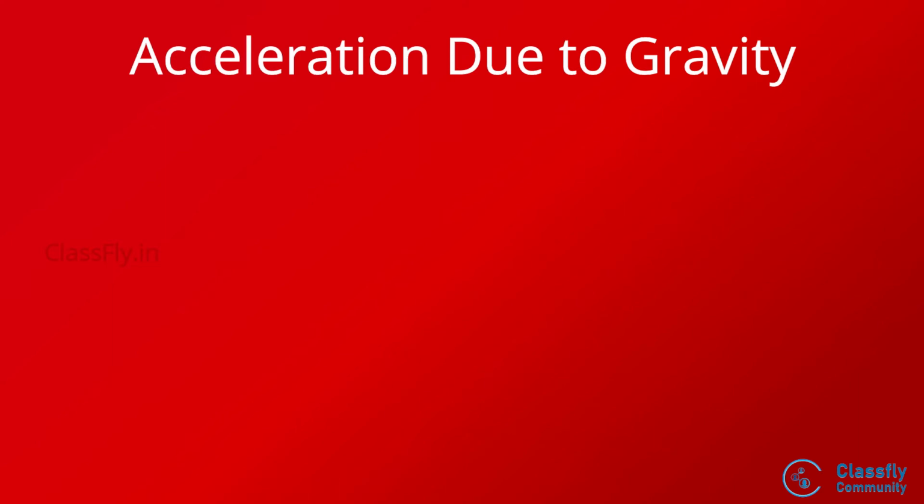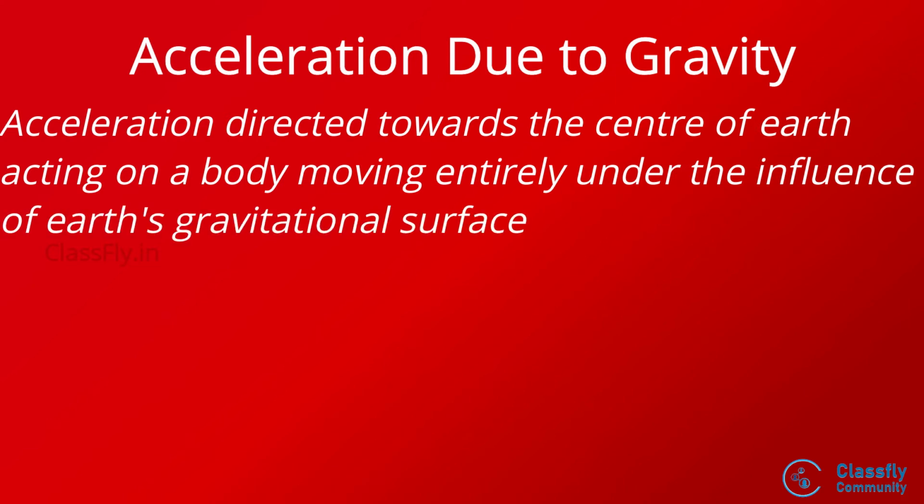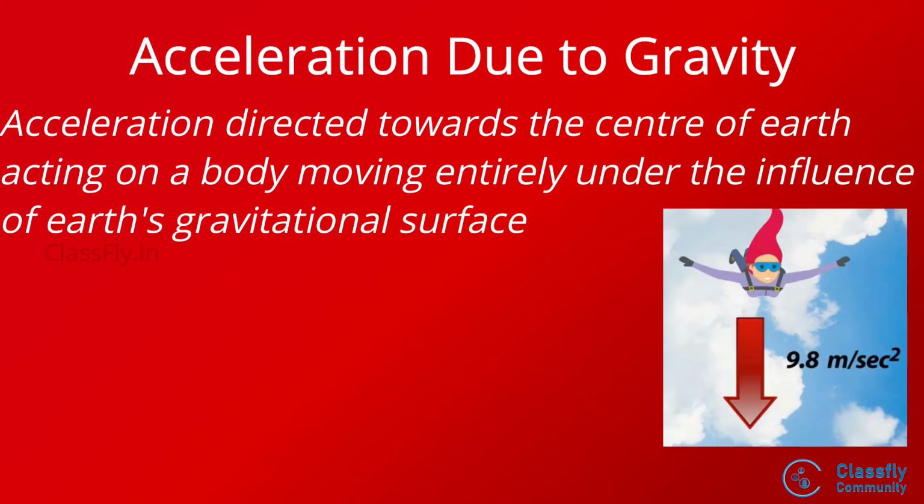Next, what is acceleration due to gravity? Well, a body which is free to move entirely under the influence of the gravitational force provided by the earth will be subjected to an acceleration towards the center of the earth. This uniform acceleration is known as acceleration due to gravity. Hence, the value for this is taken to be g, which is equal to 9.8 meter per second square.